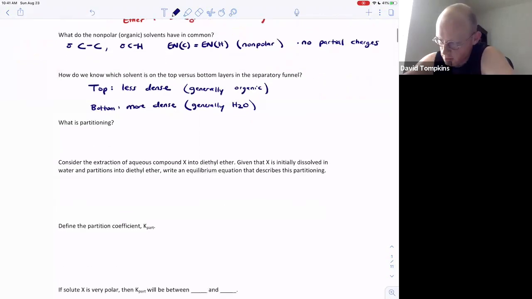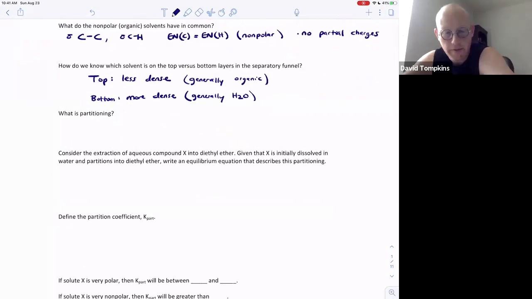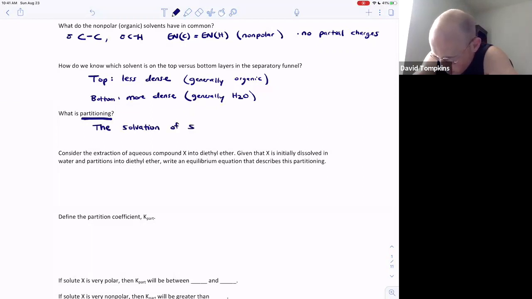So when we have a mixture of solutes in a solvent, that solute can undergo partitioning if there are two immiscible liquids that are in contact. And partitioning is just the solvation of some solute in both phases, the aqueous and organic.